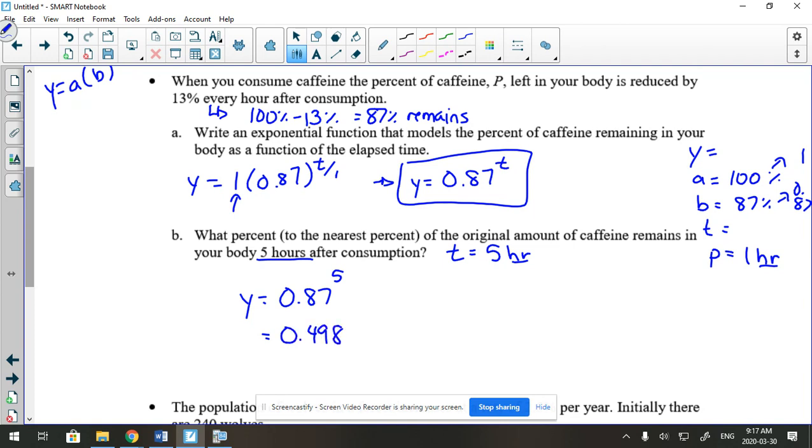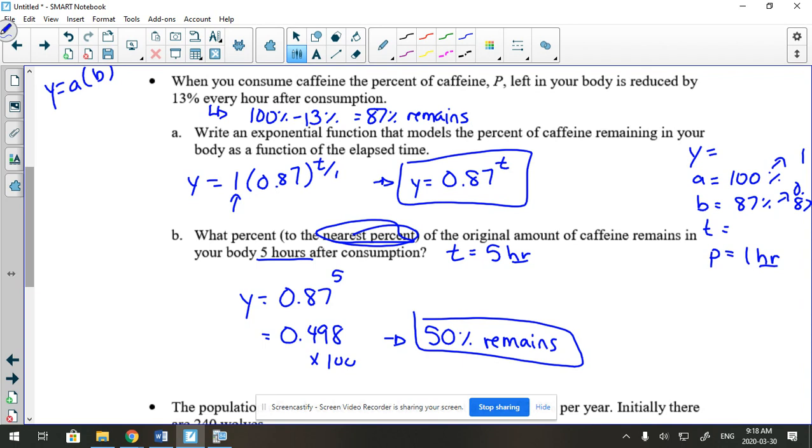But it wants to have it to the nearest percent. So we're going to times this by 100 to make it into a percent. That'd give me 49.8%, but we're rounding to the nearest percent, which is 50%. That means 5 hours after you drink that coffee, only half the caffeine is going to remain in your system. Okay, let's do one more.